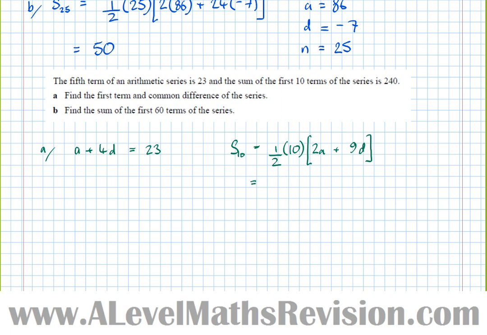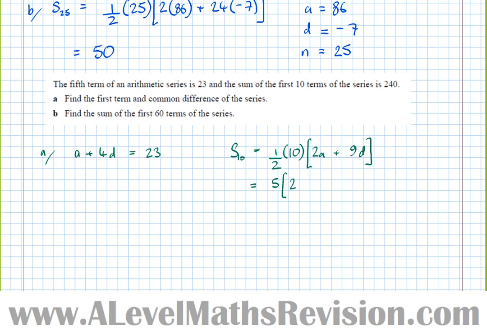So half times 10 is 5, times 2a plus 9d, equals, so that's 10a plus 45d, and we're told that that's equal to 240.